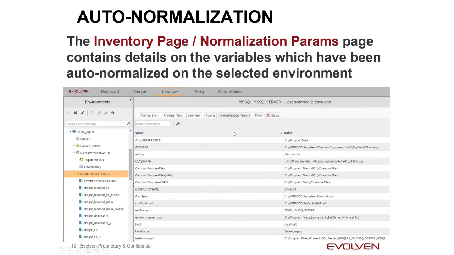And you will see, for example, the results of these normalizations on the configuration page here. I'm looking on the inventory screen. I'm looking at the specific environment, and then you can see normalization parameters that have been identified. Okay, so that's where they live.